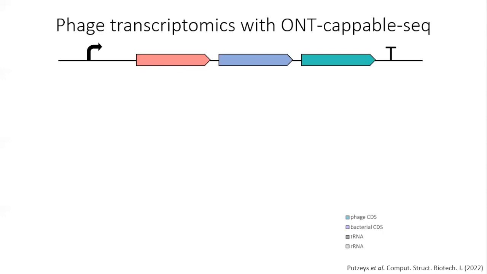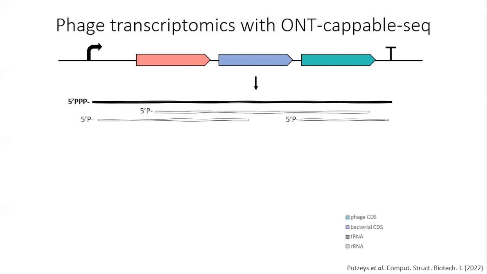So what do we want to do with this ONT-cappable-seq? When you consider the phage transcriptome in its basic element, you can have a promoter, some genes, and a terminator, and a single primary transcript will be processed further down into the final molecules that are being made. But those primary transcripts are of specific interest to us here because they define the transcription start, the transcription stop, and the sequence in between. This can be quite lengthy, so that's the advantage of tracking this with nanopore sequencing.